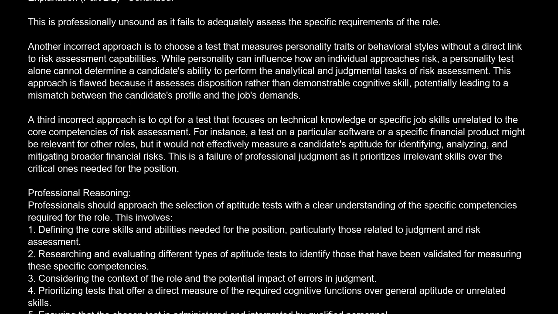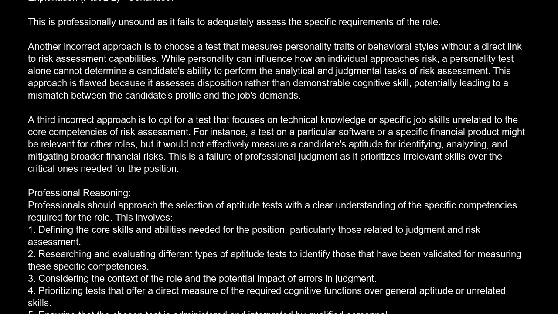Another incorrect approach is to choose a test that measures personality traits or behavioral styles without a direct link to risk assessment capabilities. While personality can influence how an individual approaches risk, a personality test alone cannot determine a candidate's ability to perform the analytical and judgmental tasks of risk assessment. This approach is flawed because it assesses disposition rather than demonstrable cognitive skill, potentially leading to a mismatch between the candidate's profile and the job's demands.